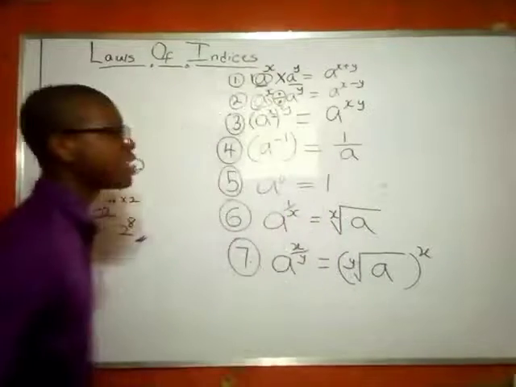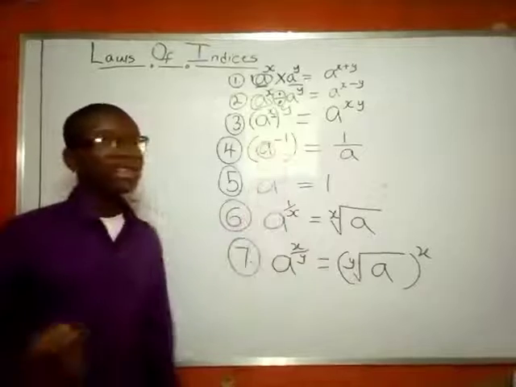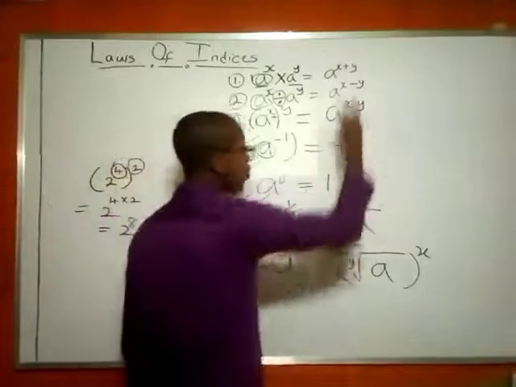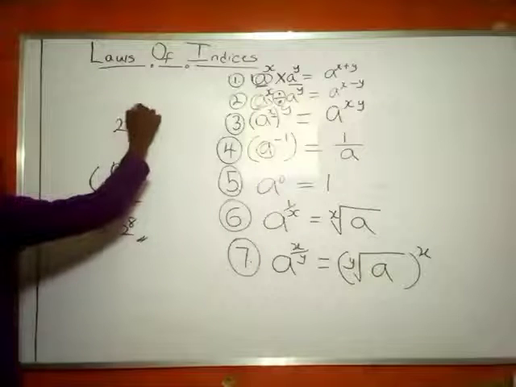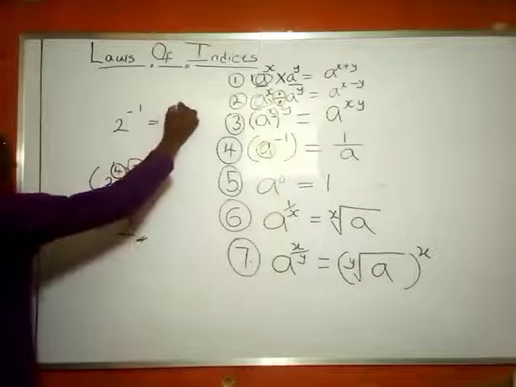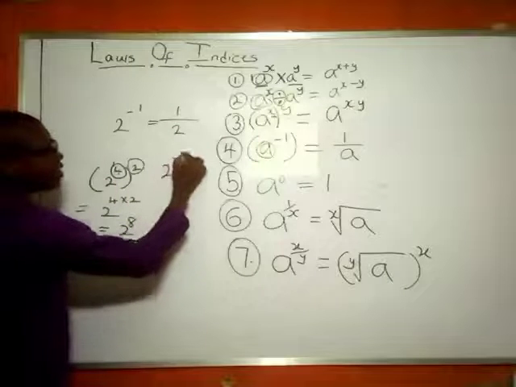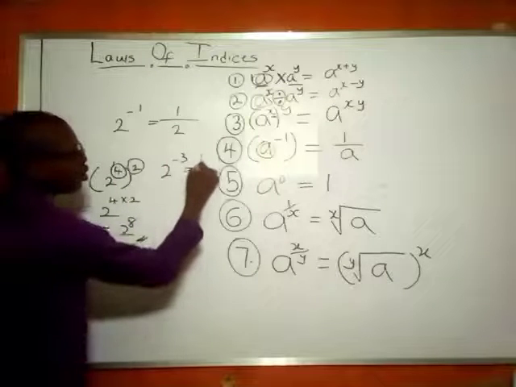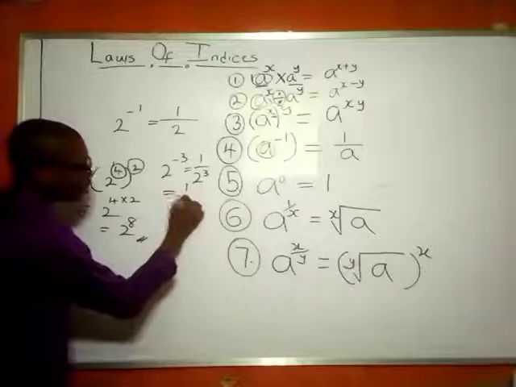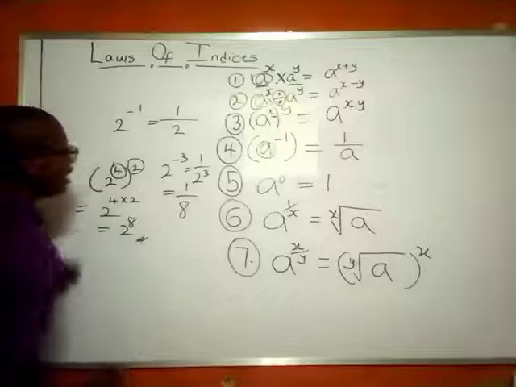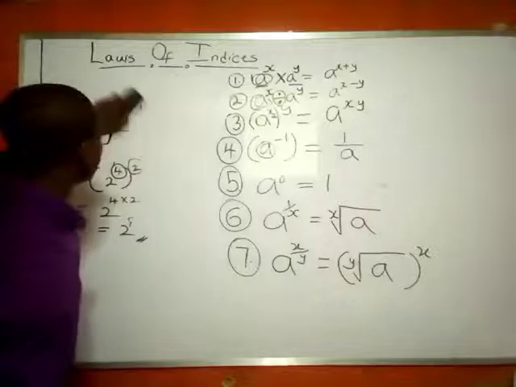So the law says that any variable raised to power minus 1 will be equal to 1 all over that variable. Imagine we have 2 raised to power minus 1. It will be equal to 1 over 2. If we have 2 raised to power minus 3, this will give us 1 over 2 raised to power 3. That will be equal to 1 over 8. And that's all for the fourth law. Let us go to the fifth law.